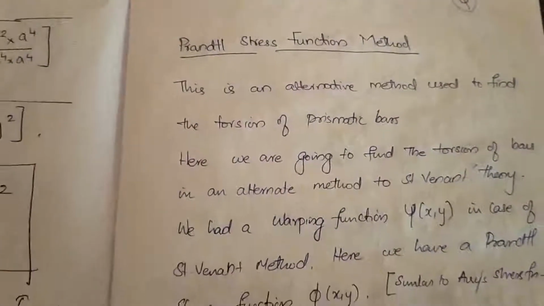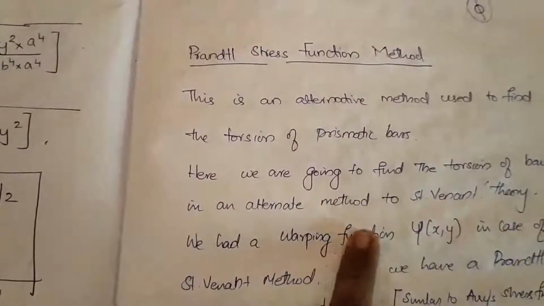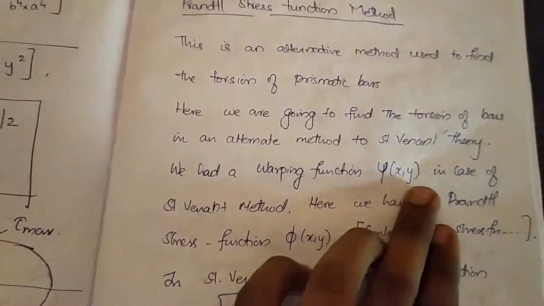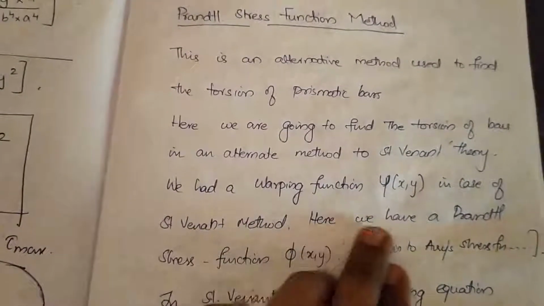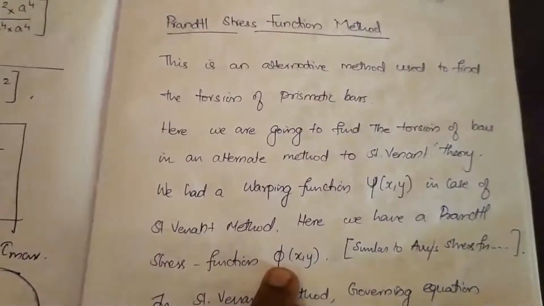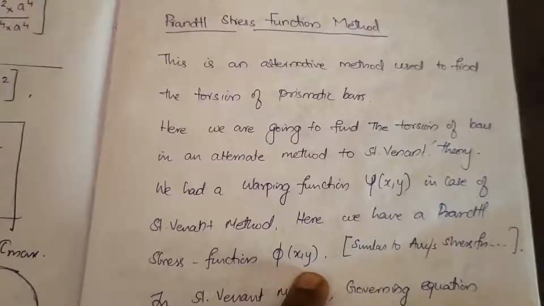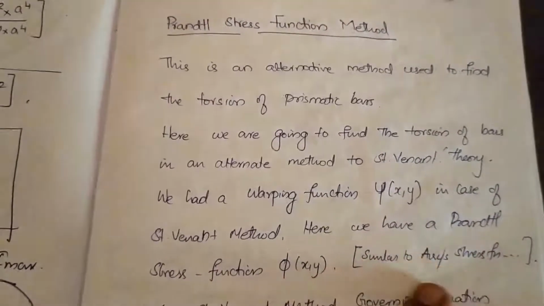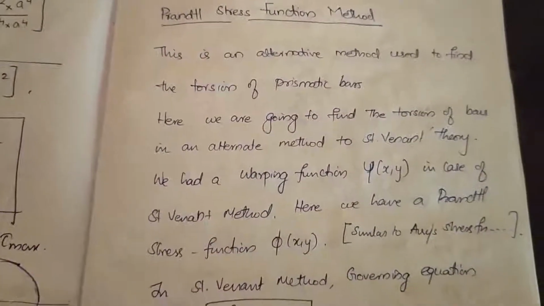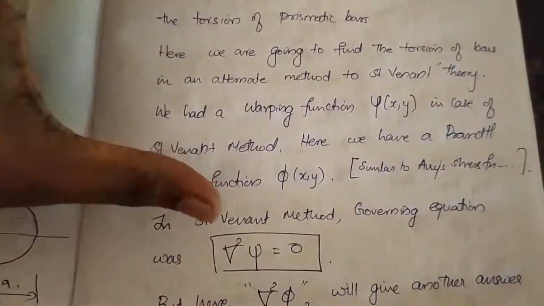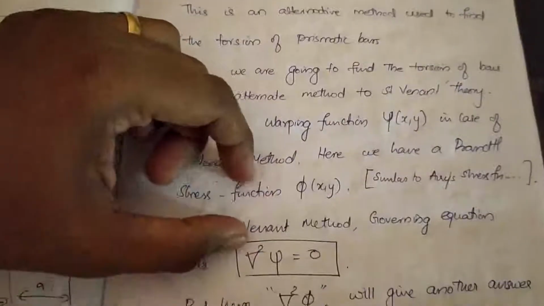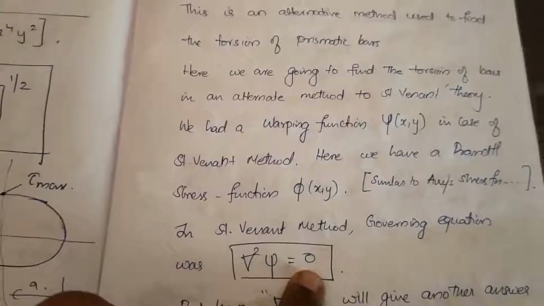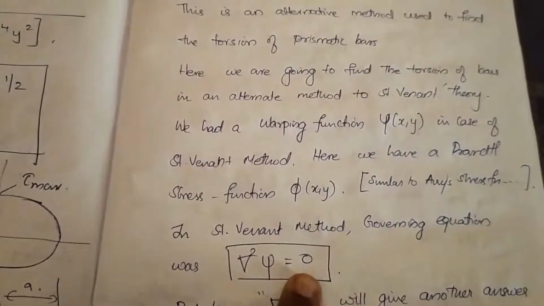Now here also we are going to find the torsion of bars, which is just an alternate to Sen-Venance theory. We had warping function psi of xy which depends on x and y in case of Sen-Venance method, whereas here we have phi, which is similar to Airy stress function. The notation is different, that's all. The major difference is that in Sen-Venance method the governing equation was del square psi equal to 0, right? I hope you remember that.